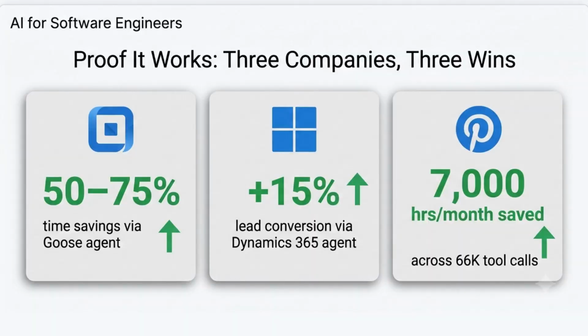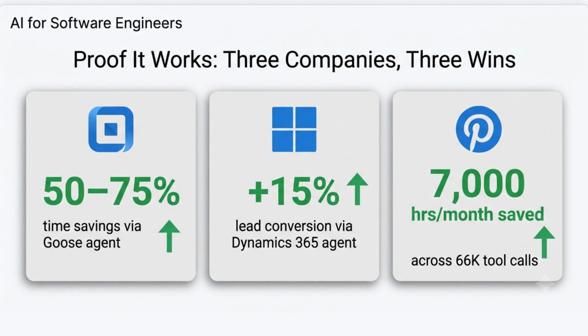And the results in the real world back that up. Take Block, the company behind Square and Cash App. They actually helped co-develop the MCP standard, and they built their own open source AI agent called Goose on top of it, connecting it to Snowflake, GitHub, Jira, Slack, and their internal APIs. Thousands of their own employees use it every day, and the reported numbers are wild. We're talking 50 to 75% time savings on common tasks. Work that used to take days now gets done in hours.